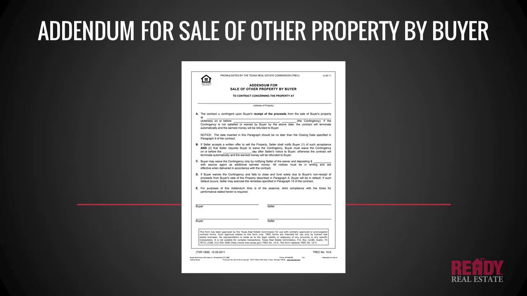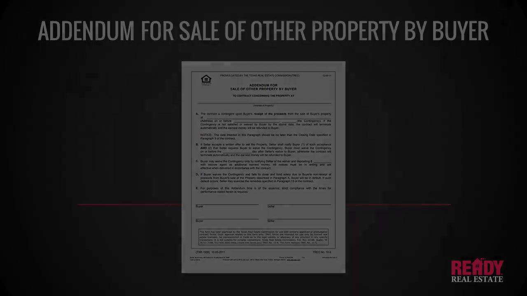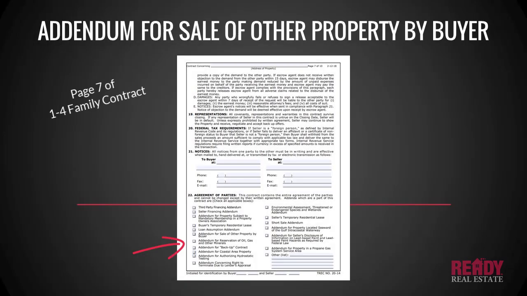So make sure your buyers sign it, and then make sure you check the box for addendum for sale of other property by buyer with the 1 to 4 family contract, and make sure you submit it to the sellers at the same time that you submit your offer.